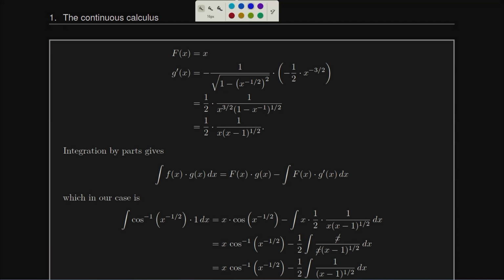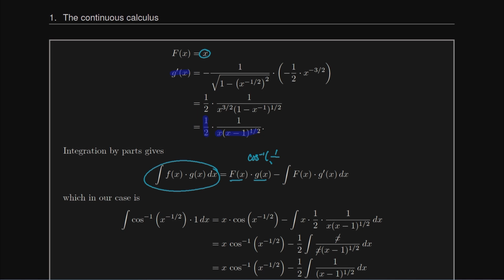And there I've gone through the derivation for G prime again. We ended up at the same place we just talked about, 1/2 times 1 over x times x minus 1 to the 1/2 power. And if I go through my work of integration by parts, my original functions f times g, I'll have the antiderivative of f, which in this case was x, g, which we'll recall was this cosine inverse of 1 over root x term, and then we've got another minus the integral of the antiderivative of f, which is still x, and then g prime, which we just calculated.